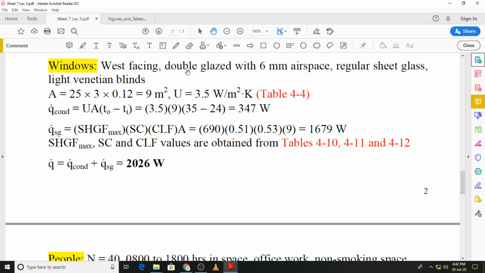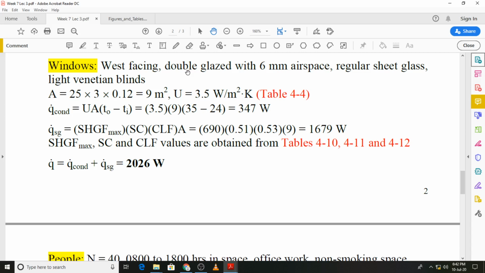The type of glass sheet that is used is a regular sheet glass, and inside we have shading provided by light Venetian blinds. This information will be required to find out certain values from the tables, and that is what we will do as we proceed with the conductive and the solar gains through the windows. The area, of course, is 12% of the wall area. The wall area is 75 square meters. We multiplied by 0.12, and the area of the window comes out to be 9 square meters.